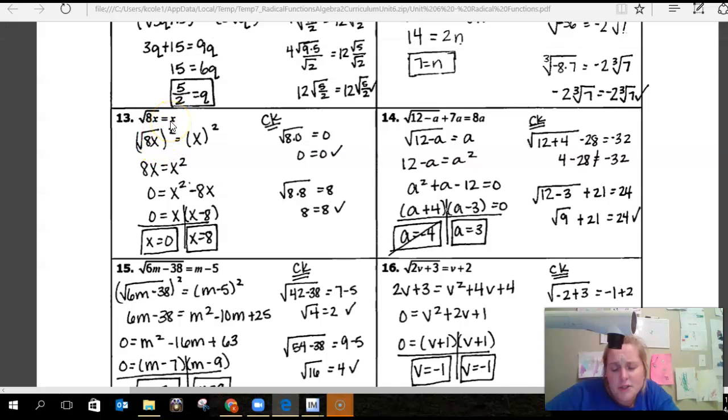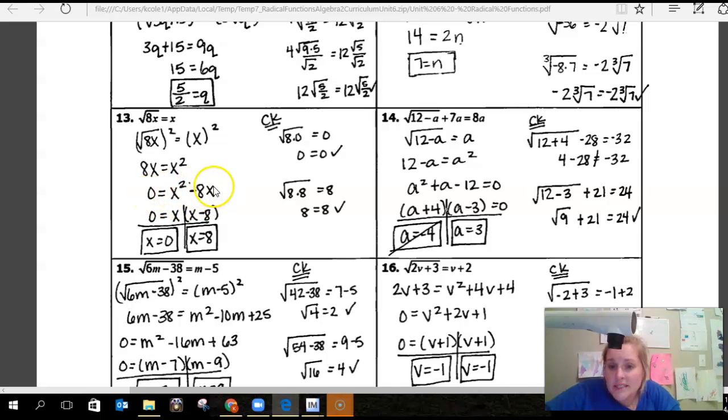Number 13, if we look at 13, I'm going to square this side to get rid of that radical, which means I also have to square this side. Well, that's going to give us an x squared, so we're dealing with a quadratic. If you are solving a quadratic, you guys, you can either do factoring, you can also do the quadratic formula, any of those. So this is getting into more of an upper level algebra 2. So I'm setting it equal to 0.